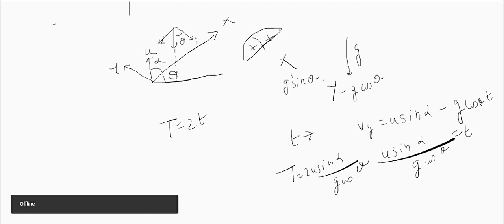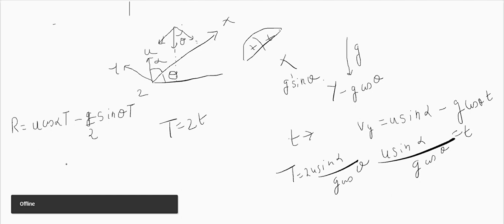Now for the horizontal range. The acceleration is now present in the x direction, so we can't directly use vx into t. So for the initial velocity, we can write u cos alpha into time of flight minus half of g sine theta into t square. We can substitute the value of t from here, so we will get the horizontal range. Why minus here? Because the acceleration is in the opposite direction.